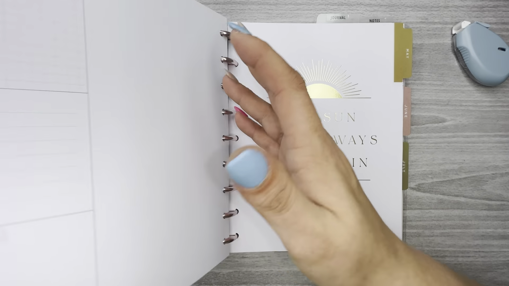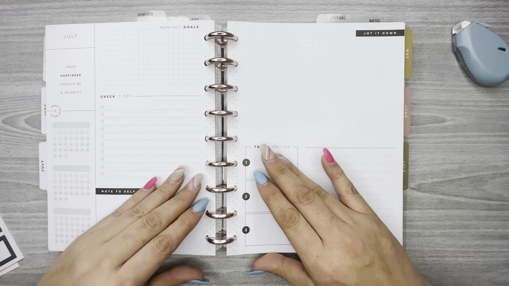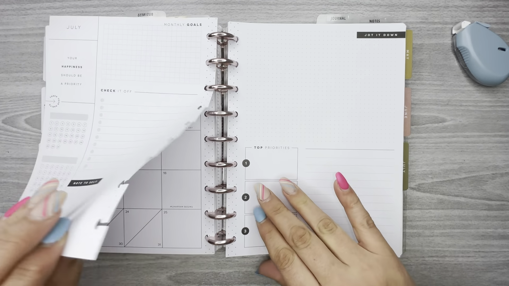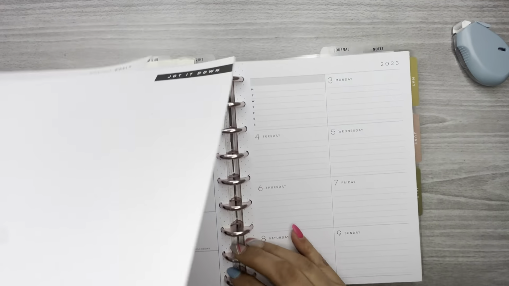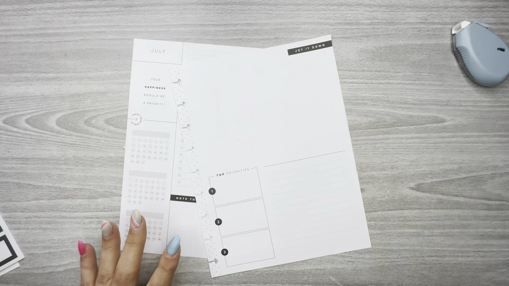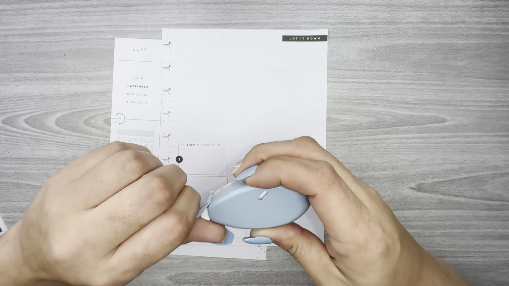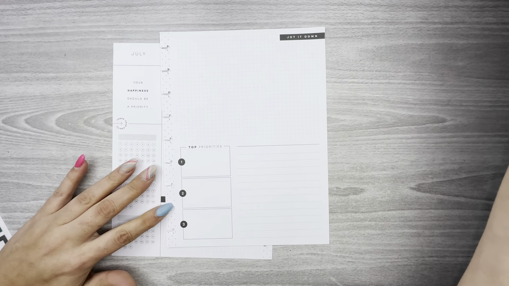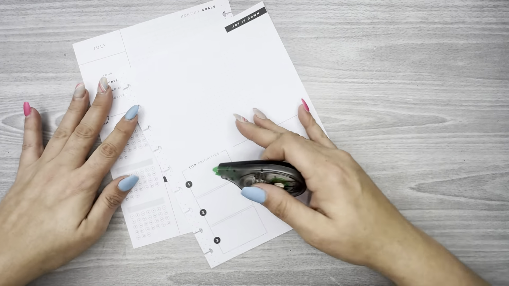So, all right, now I'm going to go back to the goals pages for the monthly layout. And I'm going to take these out and decorate them. There's a lot that I keep track of for work on these two sheets of paper. But I also like to have them decorative as well.